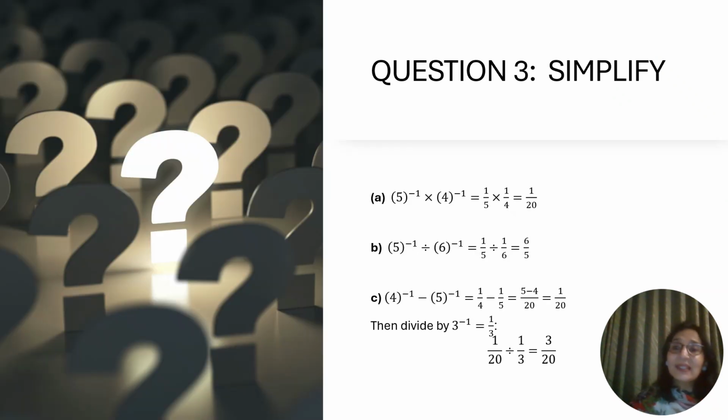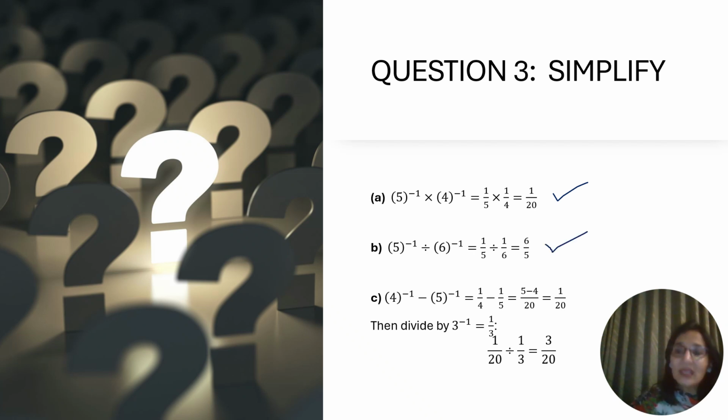Let's see question number 3, how to simplify. If you see here, question number 1 is again 5 to the power minus 1 into 4 to the power minus 1. What do you have to do? Just reciprocate and that's your answer.